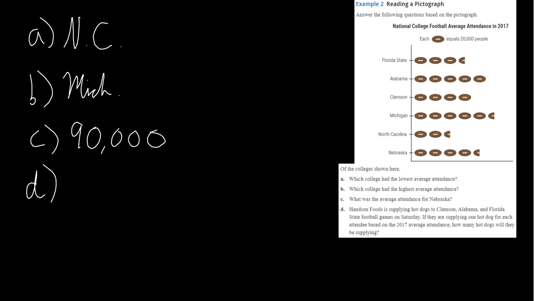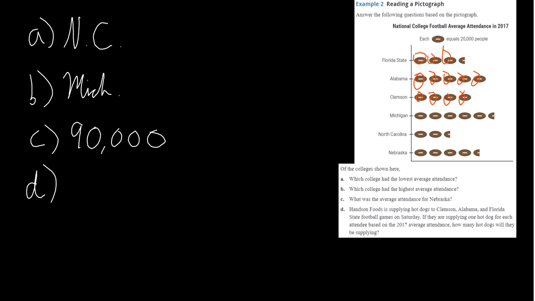Okay, so Clemson, Alabama, and Florida State. So we're just gonna have to do just some counting here, right? So here we go. We'll do 1, 2, 3. We're just gonna count whole footballs right now. 1, 2, 3, 4, 5, 6, 7, 8, 9, 10, 11, 12. Okay, so there are 12 whole footballs, so that would be equal to 240,000, right?